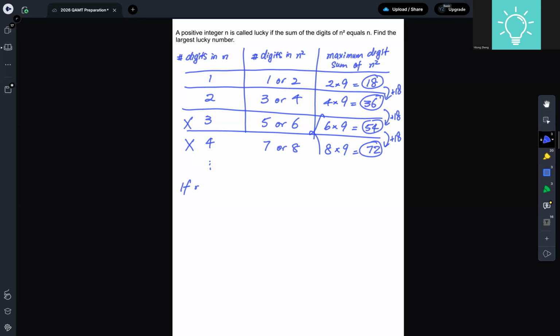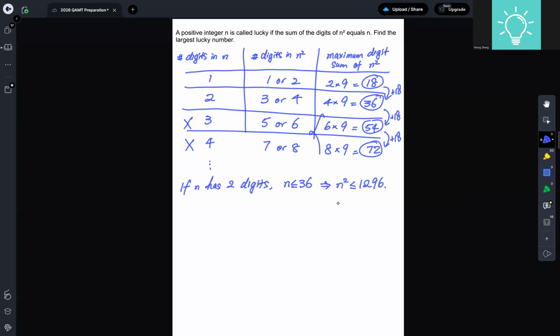If n has 2 digits, then n squared can only have at most 4 digits. So the maximum digit sum of n squared is 36. So n cannot possibly be anything more than 36. If n is 36, it's not going to work, because it's going to be bigger than the digit sum of n squared. So n is less than or equal to 36. n squared is less than or equal to 36 squared, which I think is 1296.